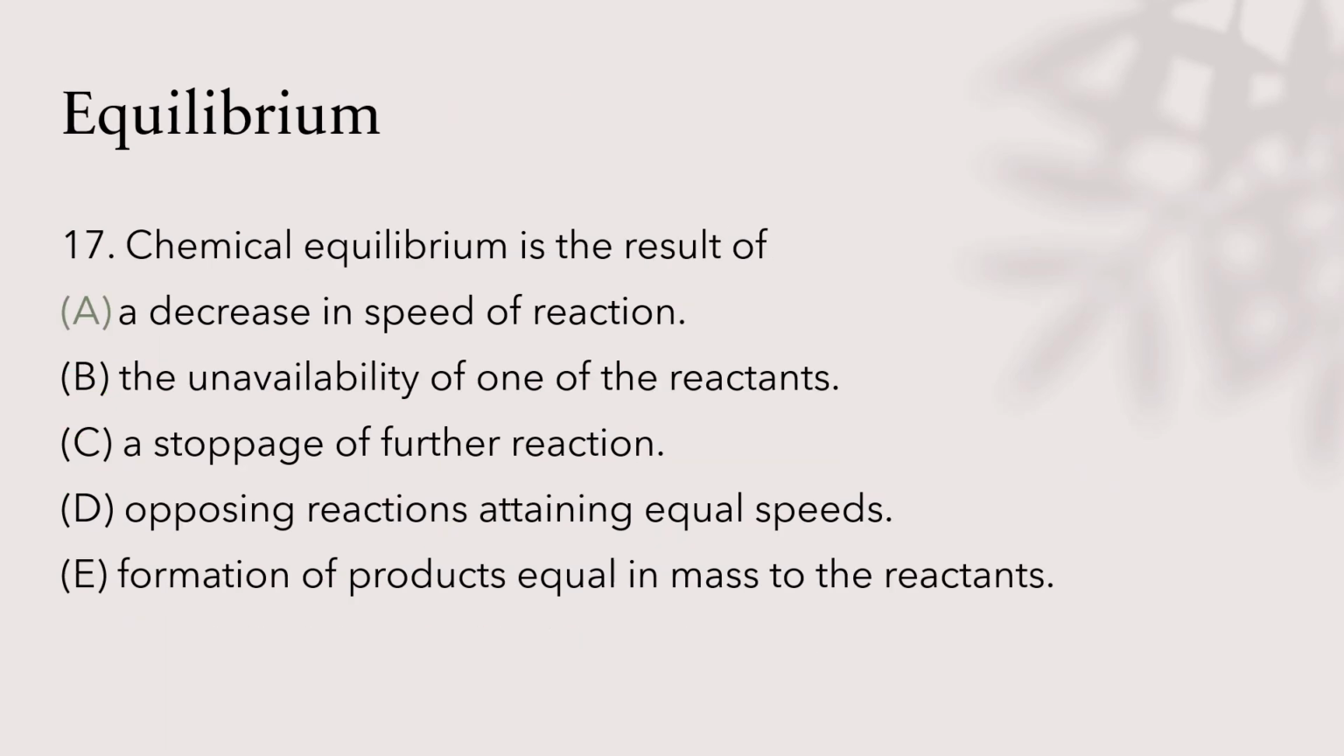So here's another equilibrium question asked in a slightly different way. Maybe give it a try on your own based off what I said. You can feel free to pause. So chemical equilibrium is the result of A, a decrease in speed of reaction. No, it has to do with them being the same in the forward and reverse. B, the unavailability of one of the reactants. No. C, stoppage of further reaction, definitely not, because that's reactions continuously going in the forward and reverse direction.